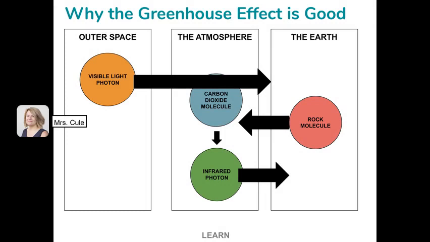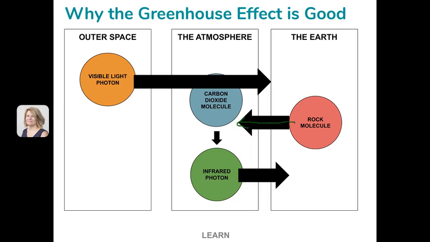So the Earth would be uninhabitable if it wasn't for the greenhouse effect. And that effect is this piece, really, right here. Draw this. Where the photons coming in, the visible light photons coming in, are absorbed by that rock molecule. The infrared photons are released.